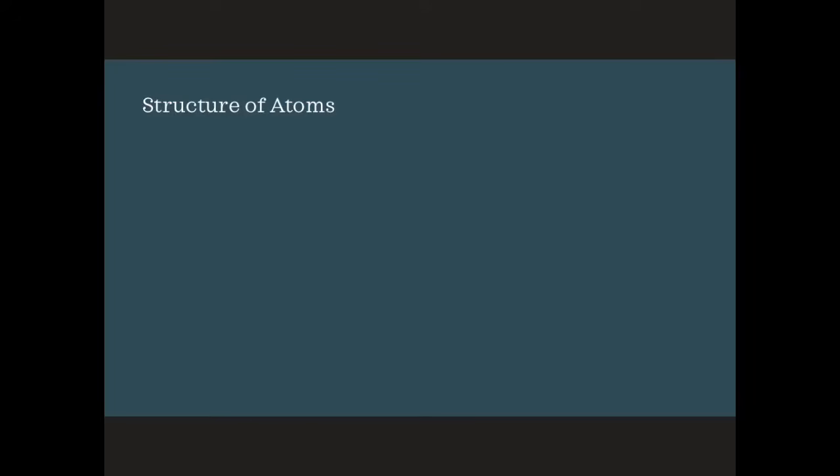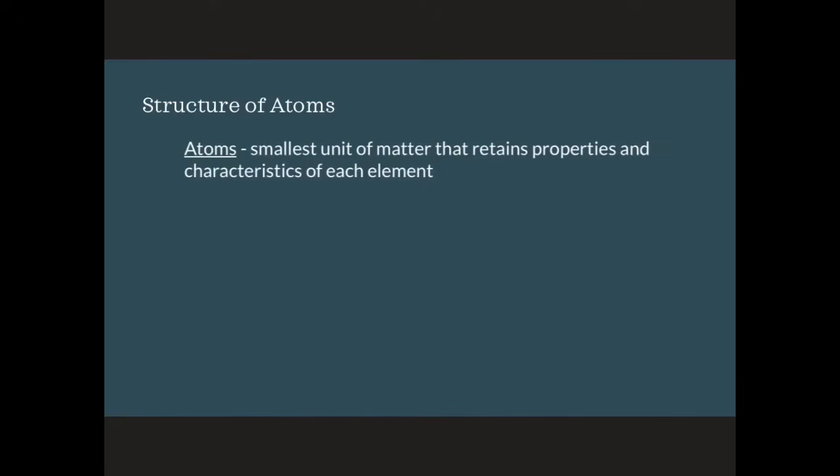Each element is made up of atoms. Atoms are the smallest units of matter that retain the properties and characteristics of each element. There are dozens of different subatomic particles that make up individual atoms. However, there are only 3 types of subatomic particles that are important for understanding chemical reactions in the human body. These include protons, electrons, and neutrons.